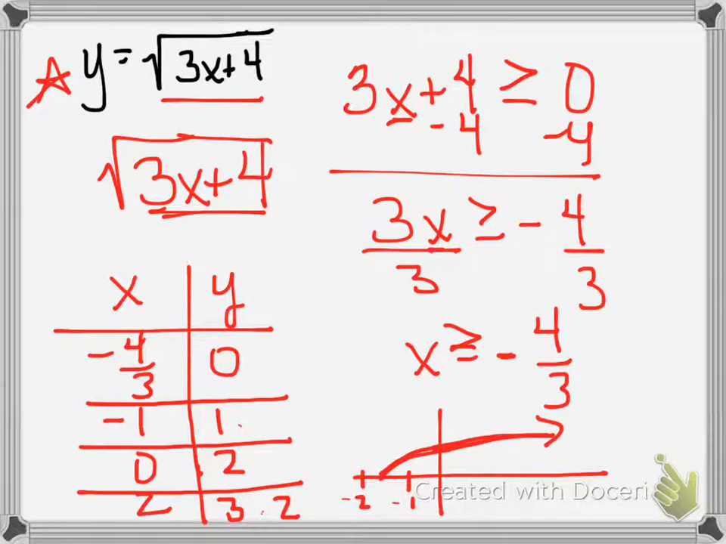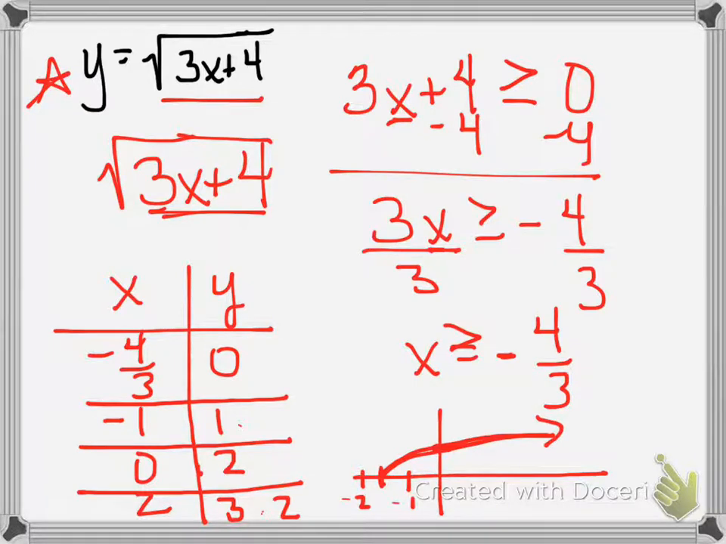Because when x is 0, y is 2. We know that the x-intercept is here at negative 4/3. So it crosses the x-axis at negative 4/3, and crosses the y-axis at positive 2.